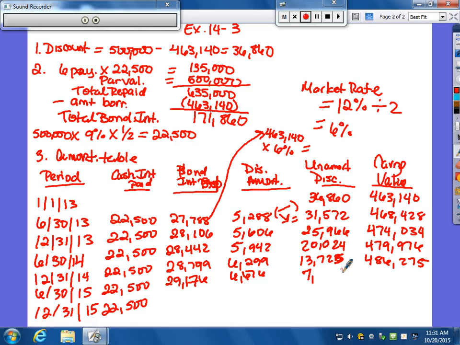Now going back to where we were, 13,725 minus 6,676 is 7,049. 486,275 plus 6,676 is 492,951. And 492,951 times 6% market rate.